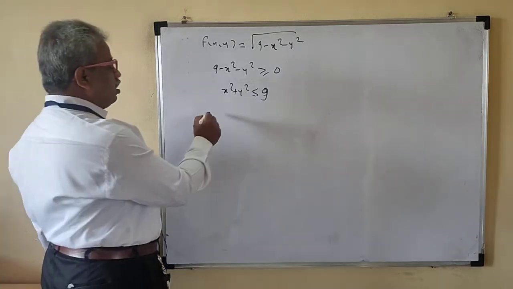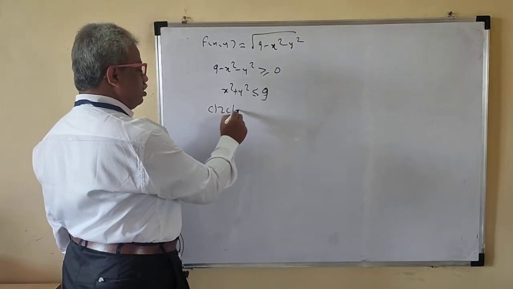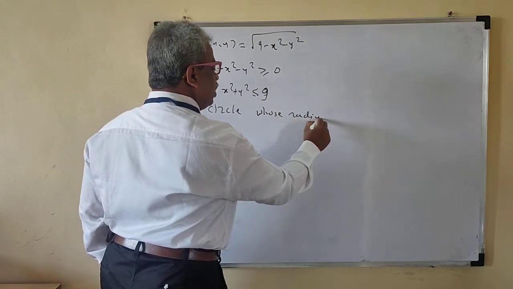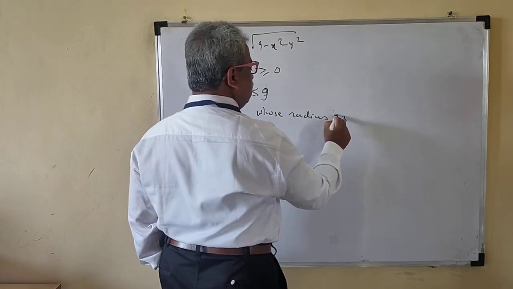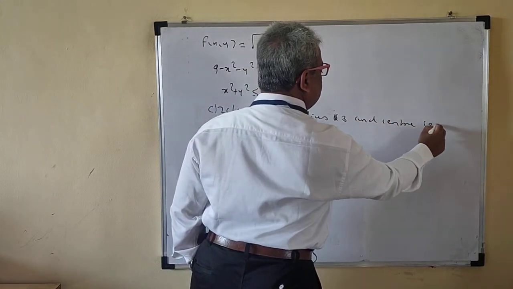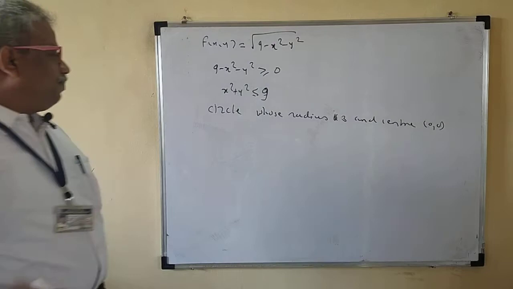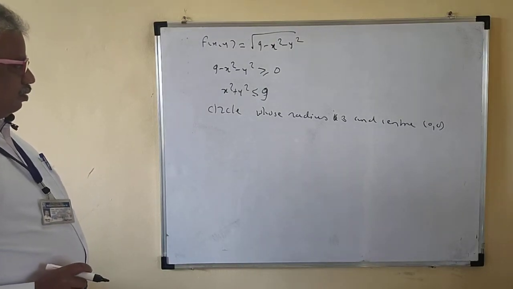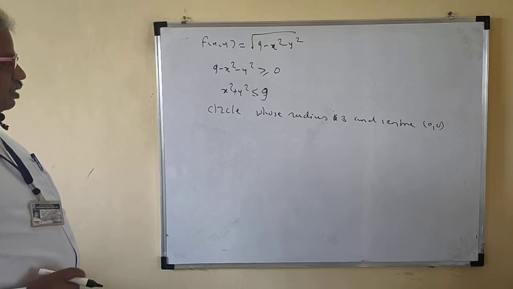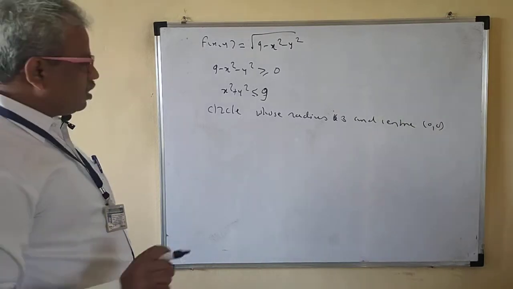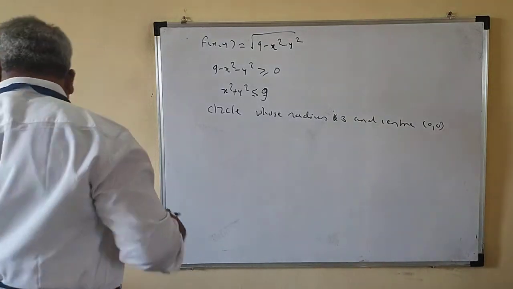This is a circle whose radius is 3 and center is 0, 0. This is the standard circle. Standard circle means the center of the circle is the origin and the radius is 3 here.